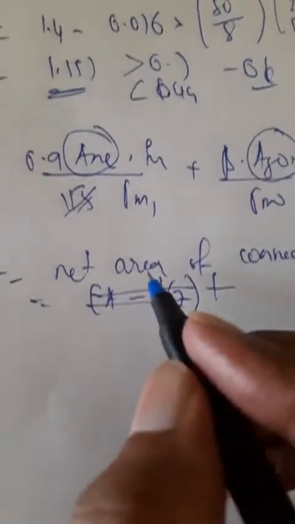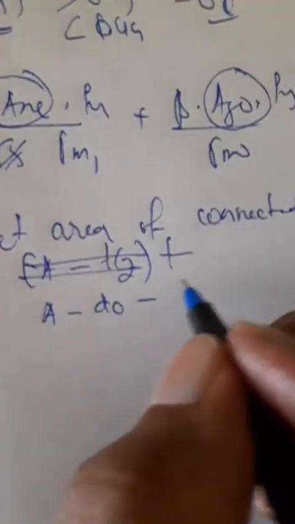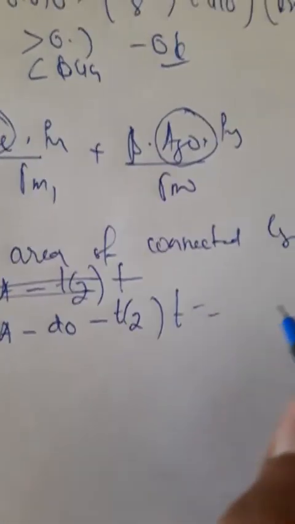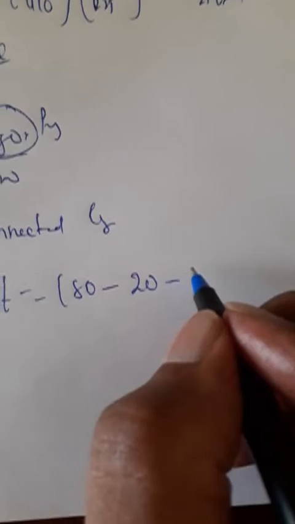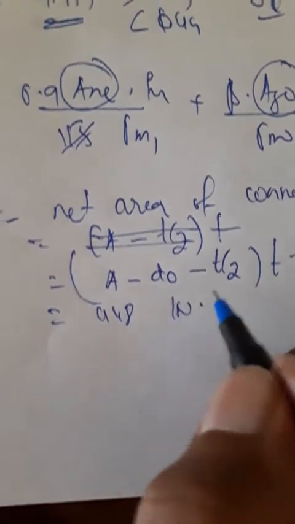Net area of connected leg is (A minus D naught minus T by 2) into T. So A is 80, D naught is 20, T is 8 by 2 into 8. So you have the answer 448 kilonewtons.